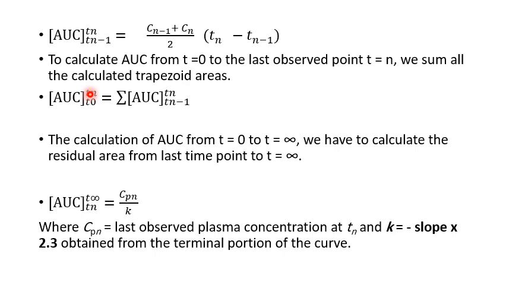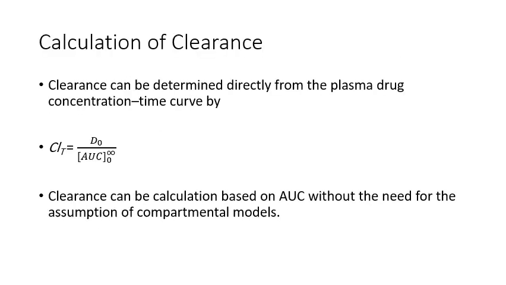For the calculation of area under the curve from the last time point to infinity, we can just divide the last observed concentration by the elimination rate constant to calculate the area from the last seen point to infinity, and then simply add this area to the rest of the area to get the area under the curve from time 0 to infinity.